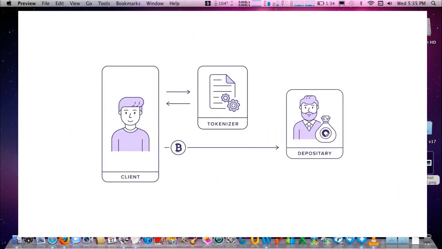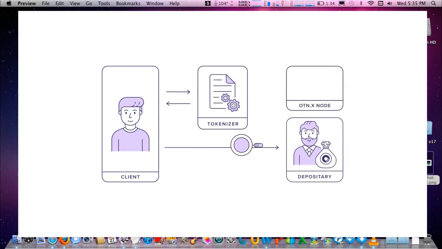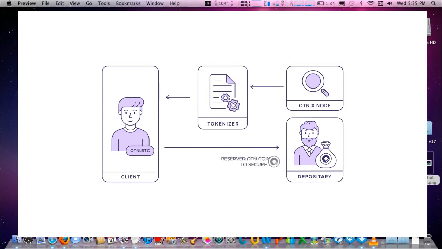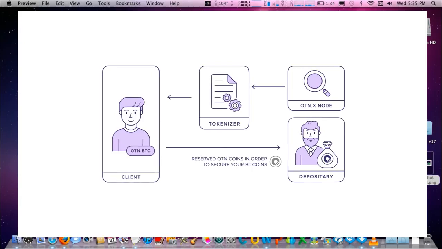You transfer your Bitcoins to the depository's address. A special OTN X node sees the transaction in the blockchain and tells the tokenizer to emit an OTN BTC token and send it to you for the same amount as the number of Bitcoins that you sent. The tokenizer reserves an extra amount of the depository's OTN coins in order to secure your Bitcoins.